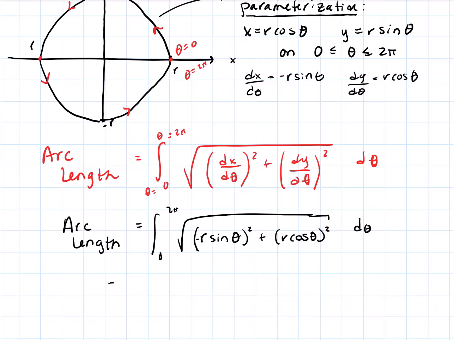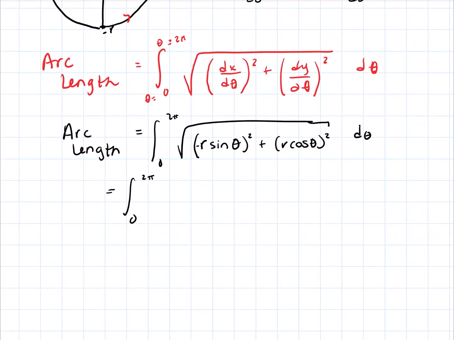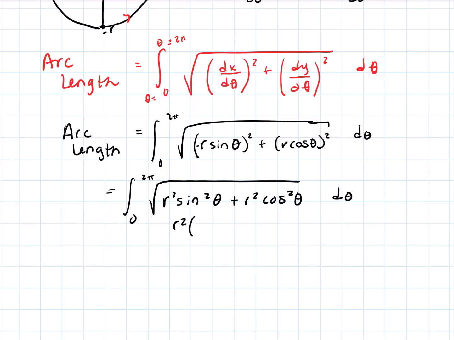Now check out what happens here. So now this is just the integral from 0 to 2 pi of the square root of r squared sine squared of theta plus r squared cosine squared of theta d theta. But that's the same as just r squared times sine squared theta plus cosine squared theta, which of course is just 1. So what we're looking at here is the integral from 0 to 2 pi of just the square root of r squared d theta.